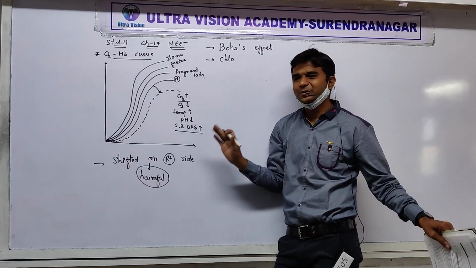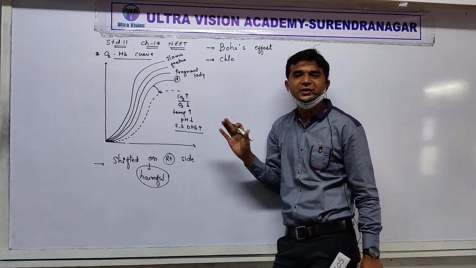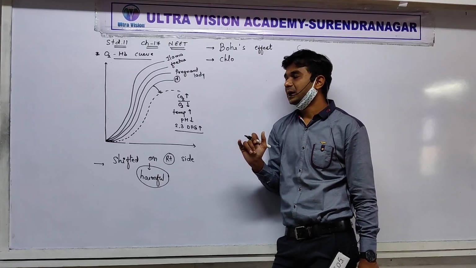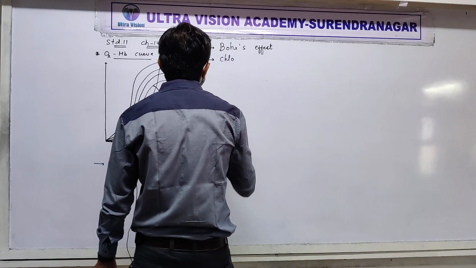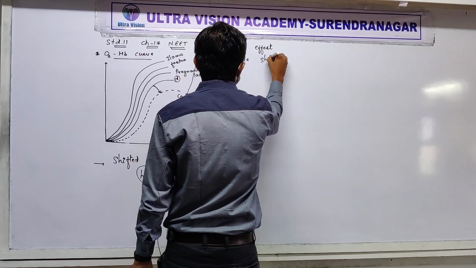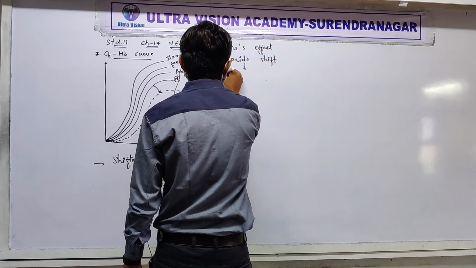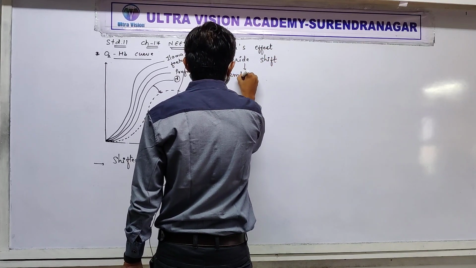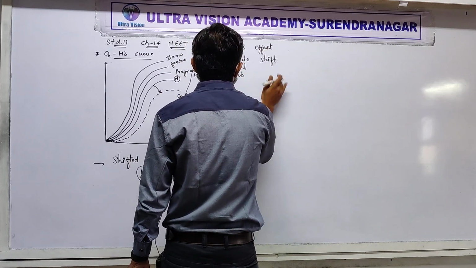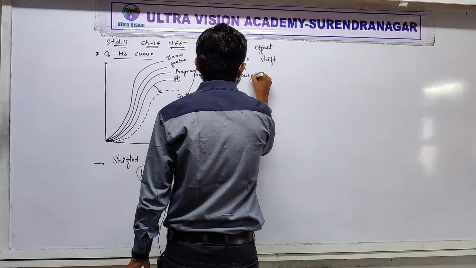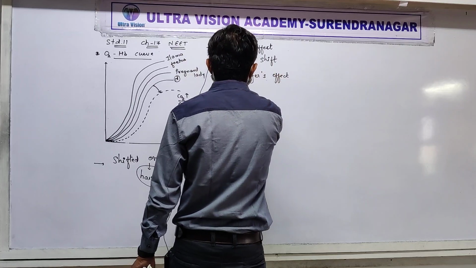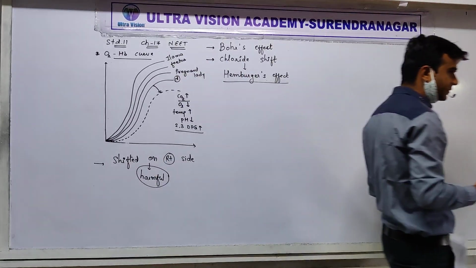For Bohr's effect, just remember that CO2 concentration is more. That's all. Fine. And now next is chloride shift. Chloride shift is also known as Hamburger effect. Hamburger, Bohr, these have been asked many times.